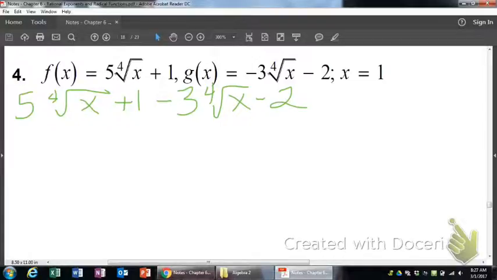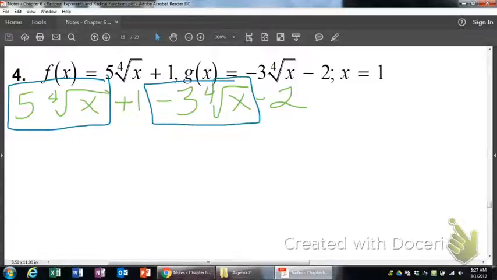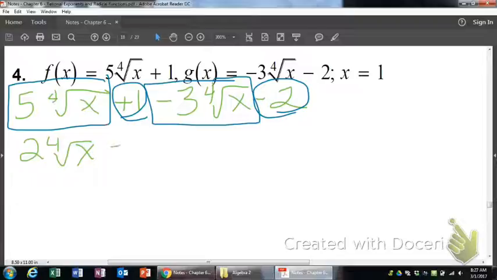So there we have it. And even though it's a negative 3 fourth root of x, you still added those terms technically. So I'm going to go ahead and combine my like terms. Since it has the fourth root of x, 5 and negative 3 are considered like terms. So that would give me 2 fourth root of x. And then I have 1 minus 2 is negative 1. So there you go. There's your equation.